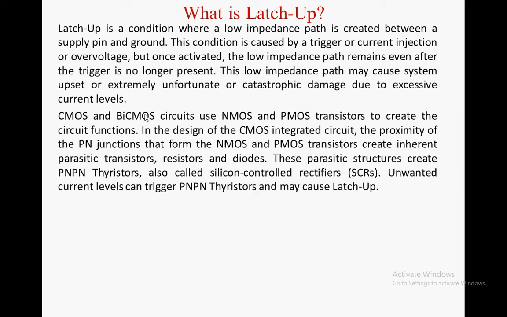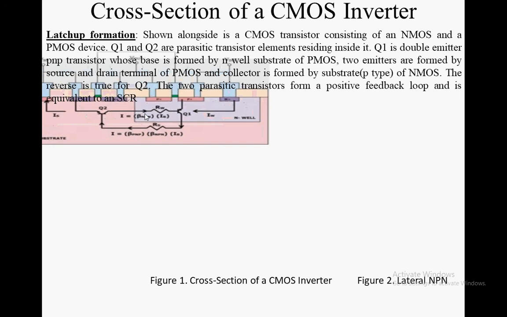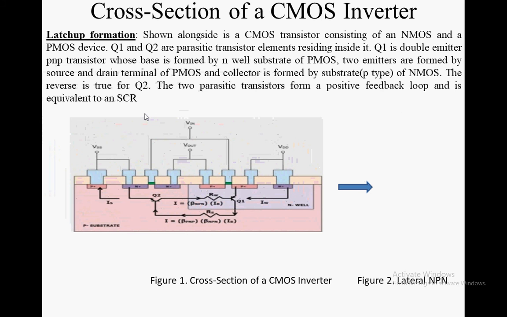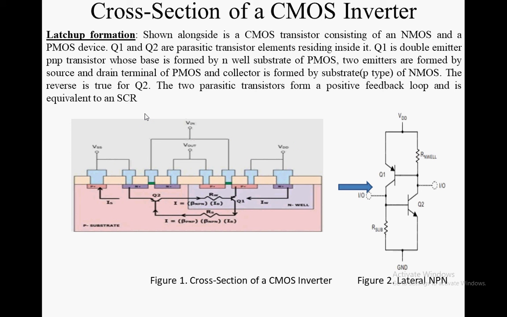CMOS circuits use NMOS and PMOS transistors to create the circuit function. In the design of the CMOS integrated circuit, the proximity of the PN junctions that form the NMOS and PMOS transistors creates inherent parasitic transistors, resistors and diodes. These parasitic structures create PNPN thyristors, also called silicon controlled rectifiers. Unwanted current levels can trigger PNPN thyristors and may cause latch-up. This is the cross section of a CMOS inverter.